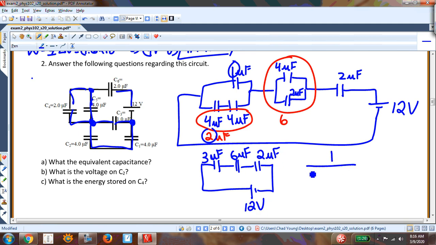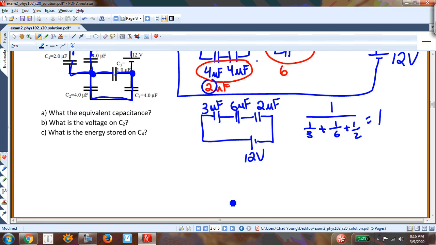If I do 1 over 3 plus 1 over 6 plus 1 over 2, that's equal to 2 6 plus 1 6 plus 3 6. That's 6 6. That's equal to 1. So the equivalent capacitor here is a 1 microfarad capacitor. So that's the answer to that one, 1 microfarad.